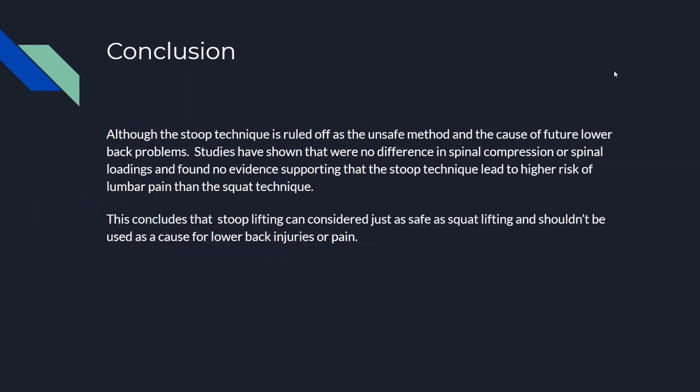Although the stoop technique was ruled as the unsafe method and the cause of future lower back problems, studies have shown that there is no difference in spinal compressions or spinal loadings and found no evidence supporting that the stoop technique led to a higher risk of lumbar pain than the squat technique. This concludes that stoop lifting can be considered just as safe as squat lifting and shouldn't be used as a cause for lower back injuries or pain.